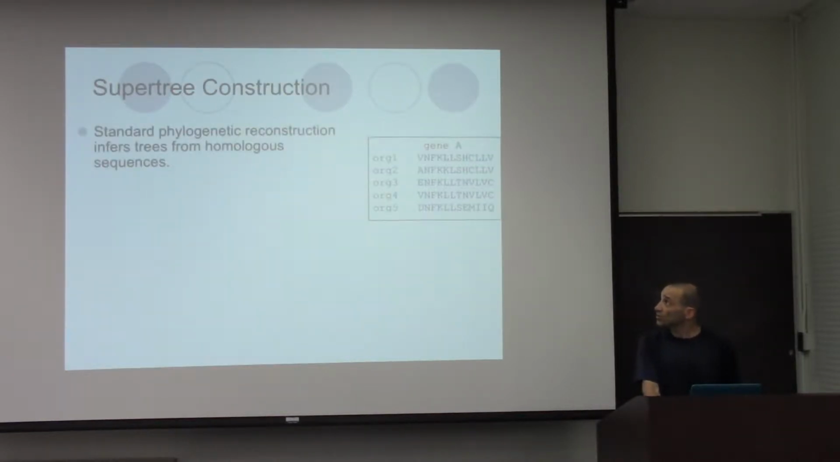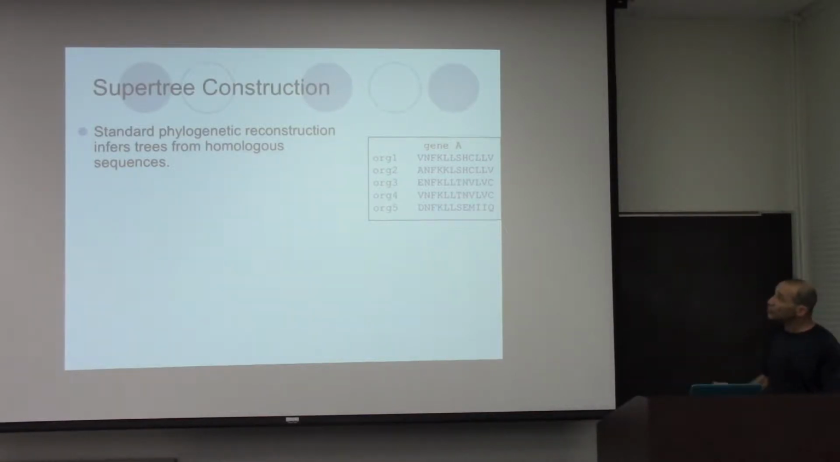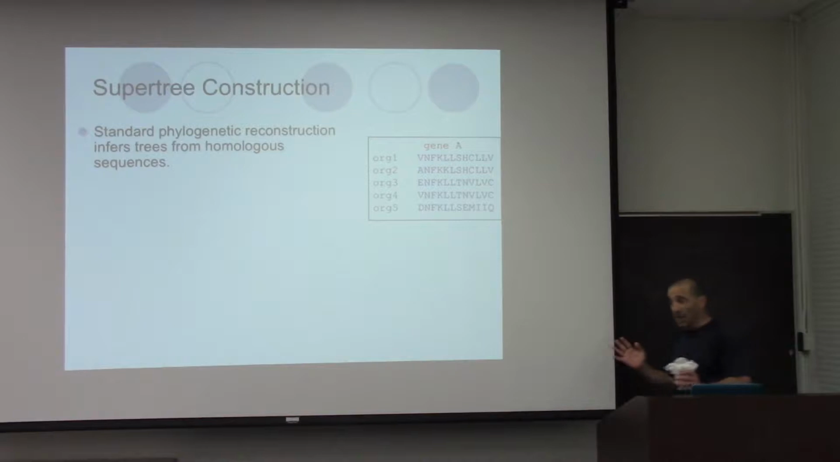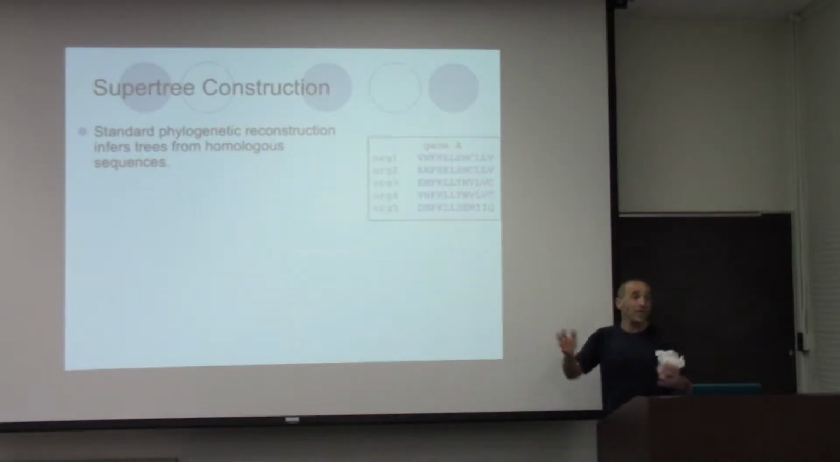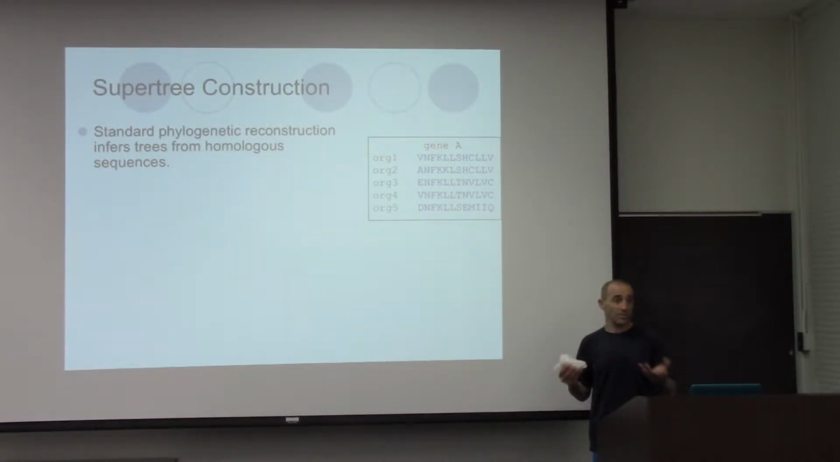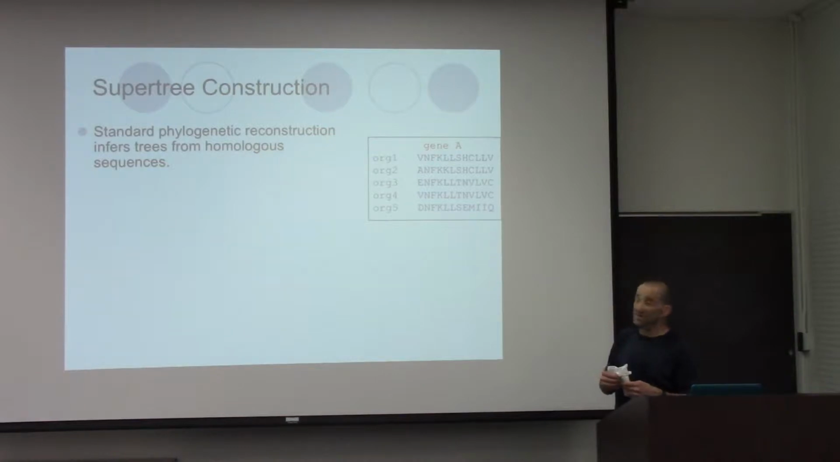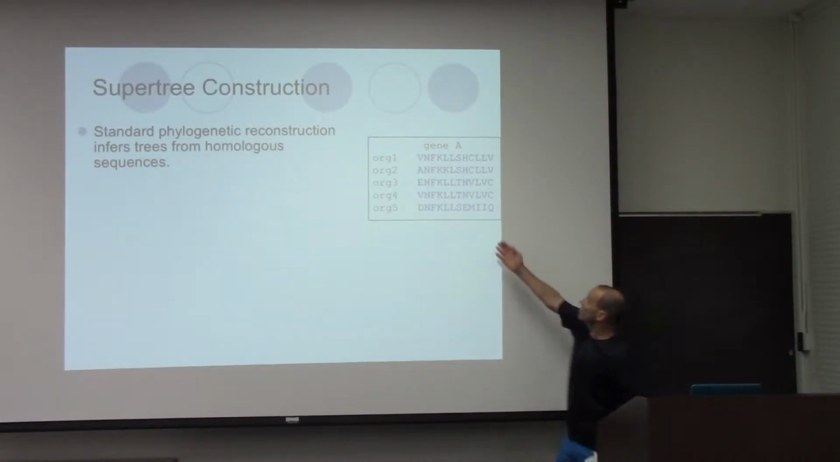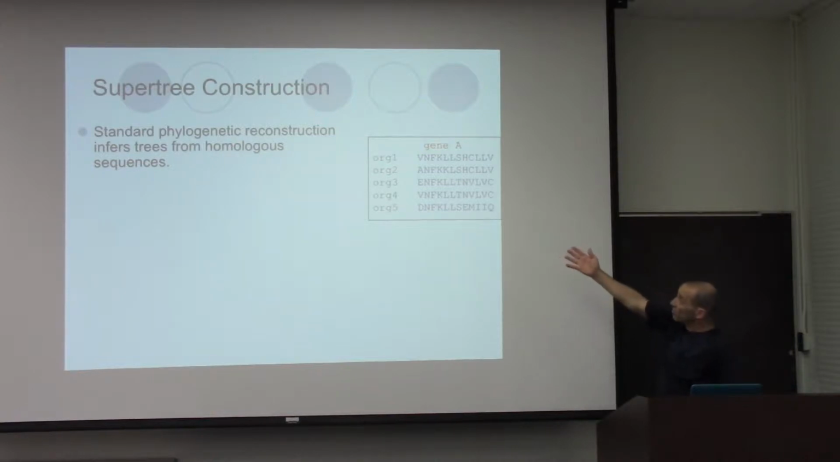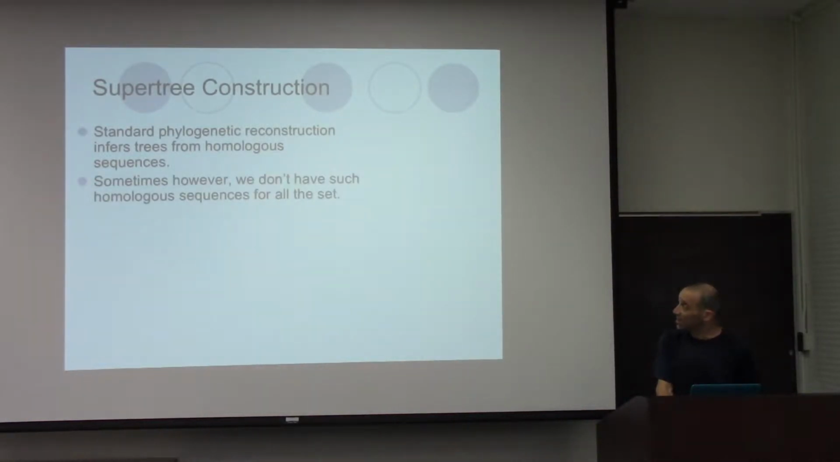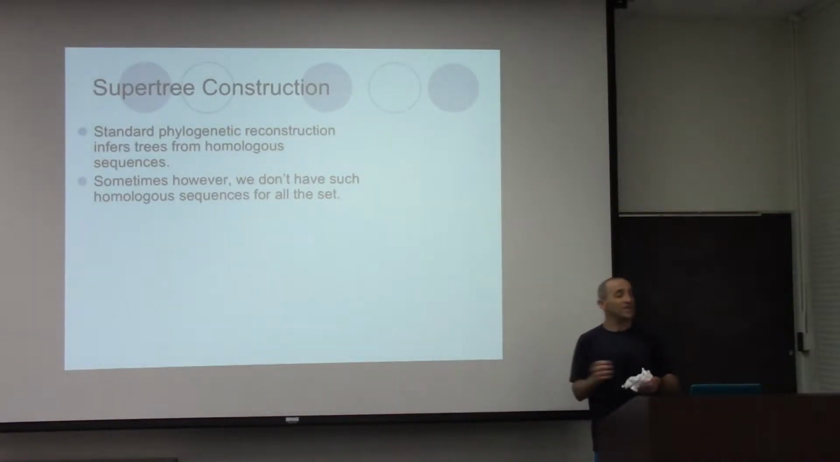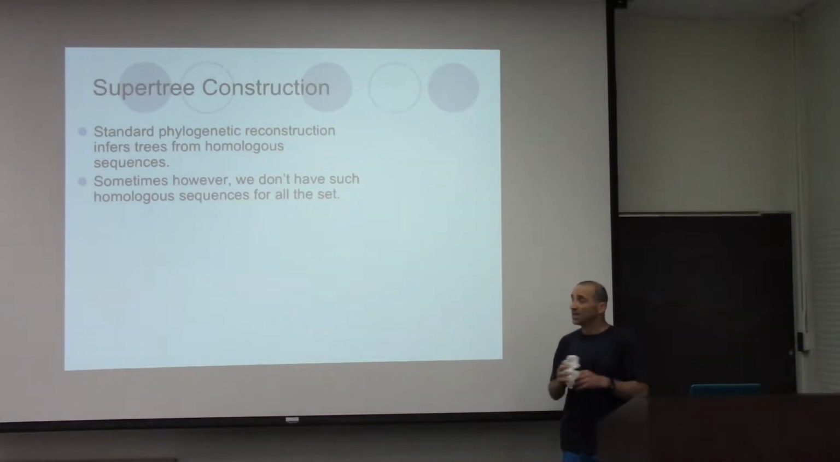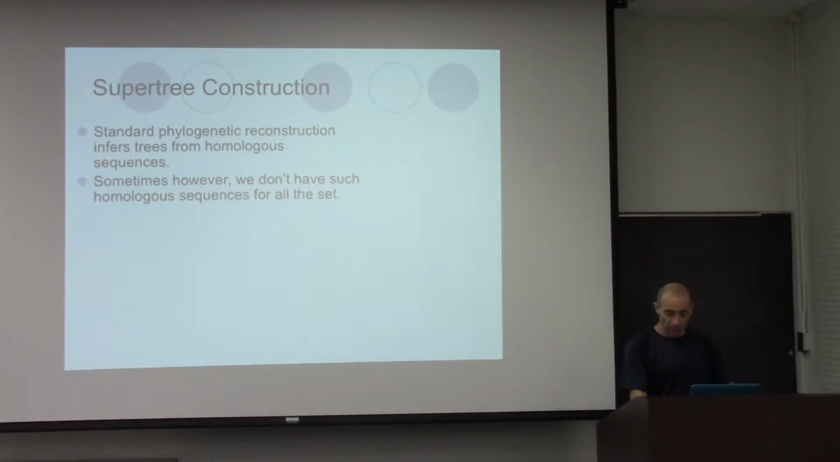And so let's start with supertree reconstruction. Standard phylogenetic reconstruction actually operates in this way. We take sequences that we believe are orthologous, meaning that they evolved from a common ancestor, okay, some gene A that we take from these organisms, organism 1 to 5, and we infer the evolution of these sequences primarily by sequence similarity.